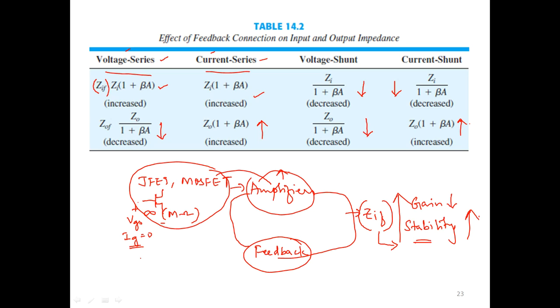So while designing an amplifier, first of all, designing an amplifier is not a simple thing. It is a very complex thing, because you will have to consider so many parameters. You will have to consider the gain, the stability, the input impedance, the output impedance, whether the impedances are required to be high or need to be reduced. All these factors matter a lot.